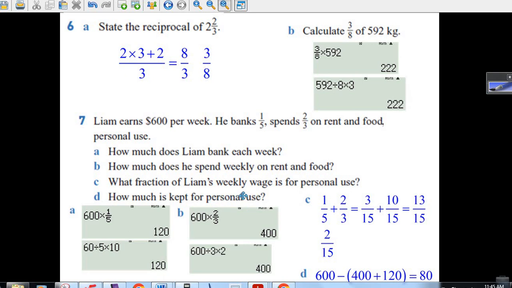Now, how much in money is kept for personal use? Well, we know that 120 is for what he banks each week, 400 for the rent and food. If I put it together, I get 520. The rest, 600 minus 520, is what he uses for personal use, that 80. So that's it. There's question 6 and 7.